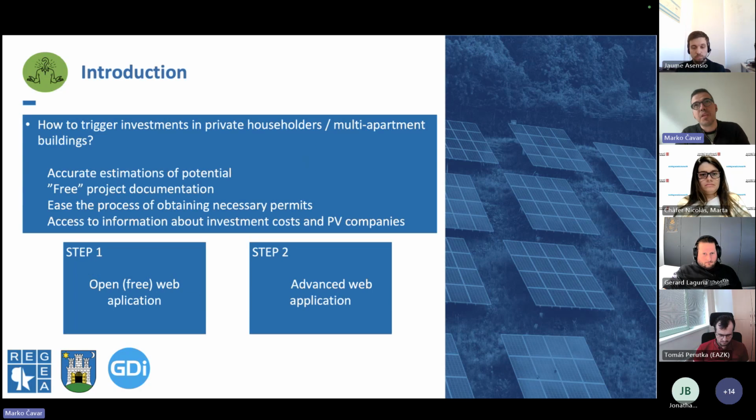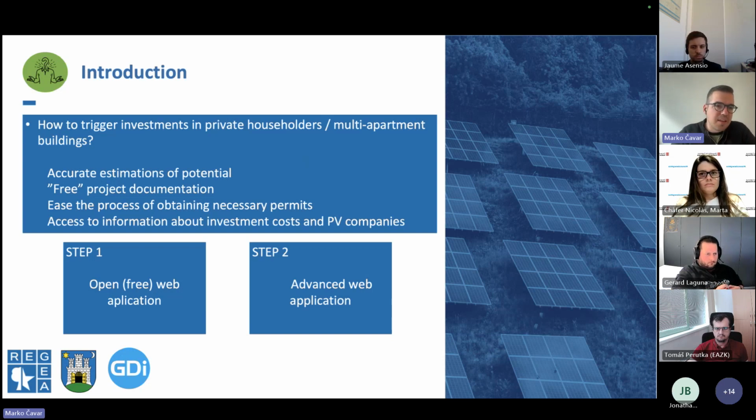This is the application for the households and multi-apartment buildings. I know that earlier presentations focused on the public buildings, but we figured that we will go into these investments for public buildings and industry. So our focus was how to trigger investments in private households.